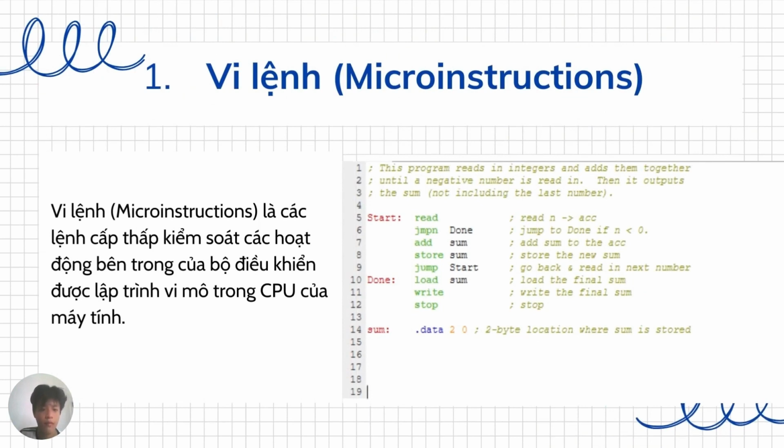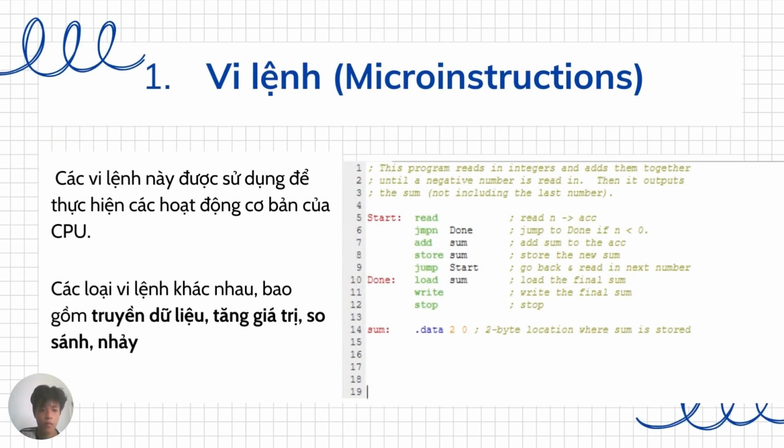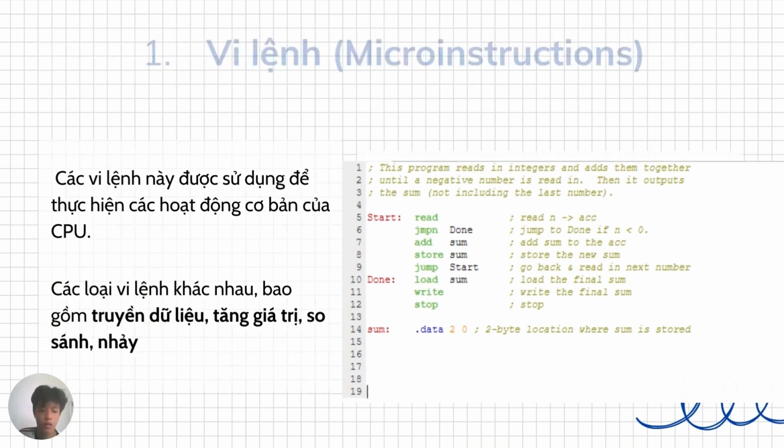Đầu tiên là khái niệm về vi lệnh. Vi lệnh là các lệnh cấp thấp kiểm soát hoạt động bên trong của bộ điều khiển được lập trình vi mô trong CPU của máy tính. Đây là hình minh họa của các vi lệnh. Các vi lệnh này được sử dụng để thực hiện các hoạt động cơ bản của CPU. Một số loại vi lệnh khác nhau bao gồm vi lệnh truyền dữ liệu, vi lệnh tăng giảm giá trị, vi lệnh so sánh và vi lệnh nhảy.